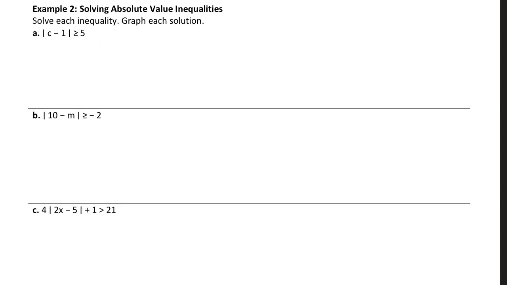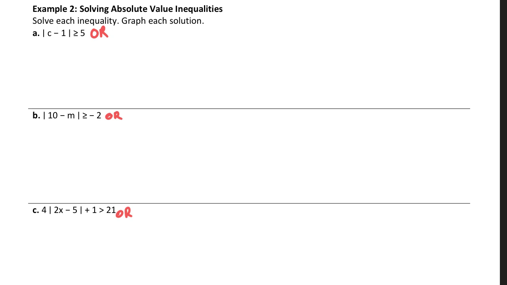So we dealt with less than inequalities, less than or equal to, which means those are and inequalities. For these next 3 examples, these are all greater than or equal to. So these are all or inequalities. So it's understanding that distinction.